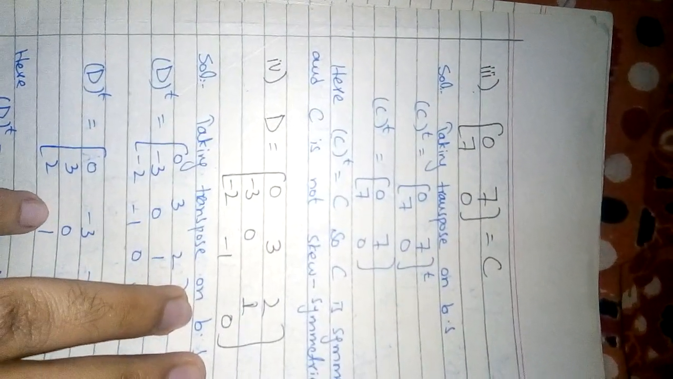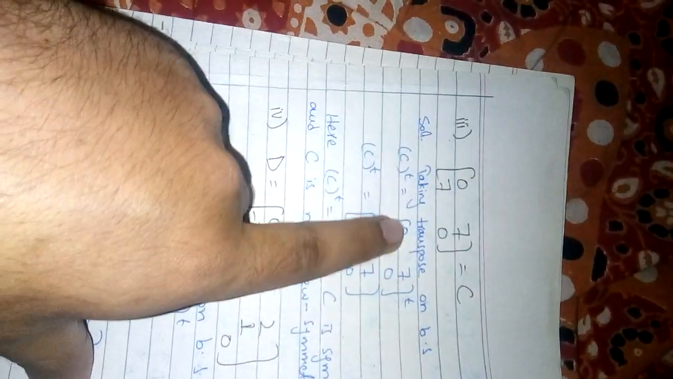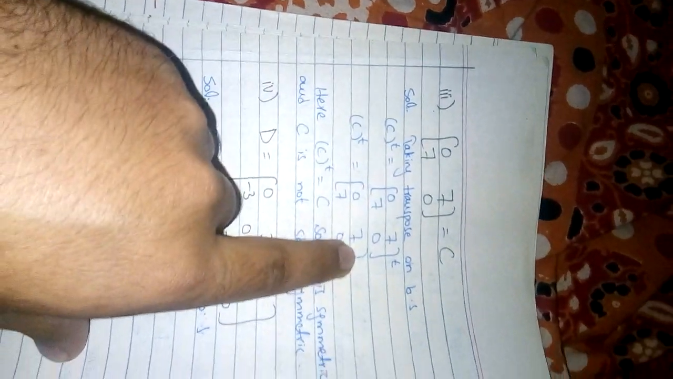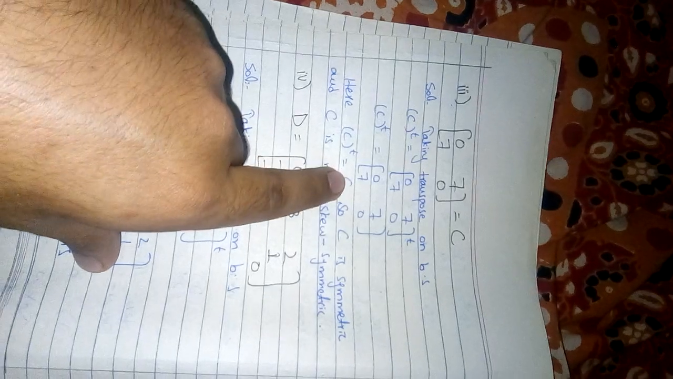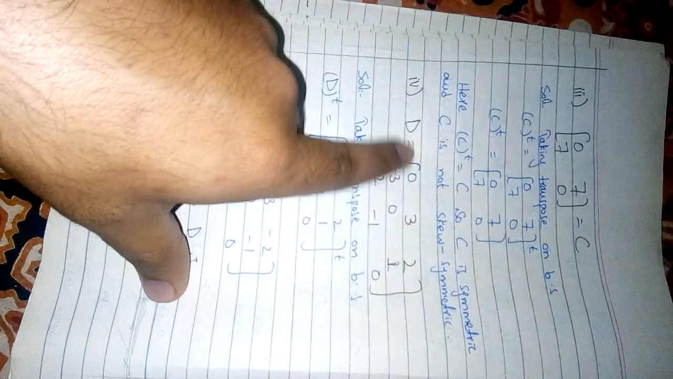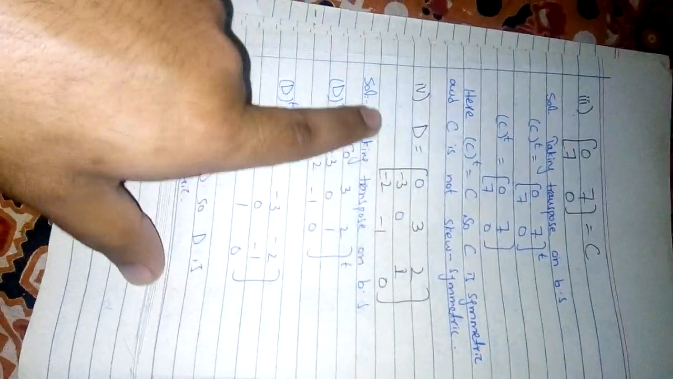If you look at the third part, 0, 7, 7, 0 is the C matrix. If we take the transpose on both sides and apply it, the first row will change into the first column and the second row will change into the second column. When I look at this solution and the original matrix, 0, 7, 7, 0, these are the same, so C transpose is equal to C, so C is a symmetric matrix, not skew symmetric. If you look at the D matrix, it's a square matrix, so the order will not change.